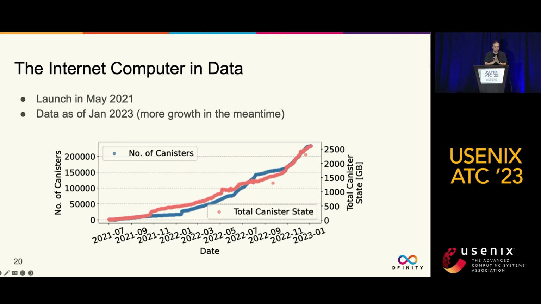All right, so in the interest of time, I'm gonna go a bit quicker over this. The internet computer exists in production since May 2021, and it's been growing quite a bit since then. This graph is basically since January this year when the paper was actually submitted. In the meantime, there are more canisters with larger state. So basically at the moment, there are about 300,000 canisters with a total state size of, I think, 3.5 terabytes. And things are growing as we speak.